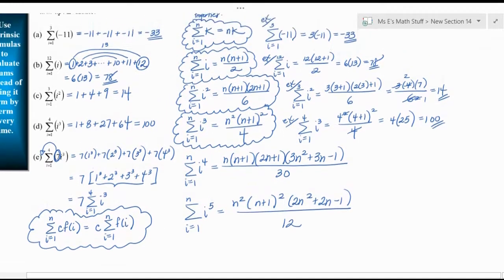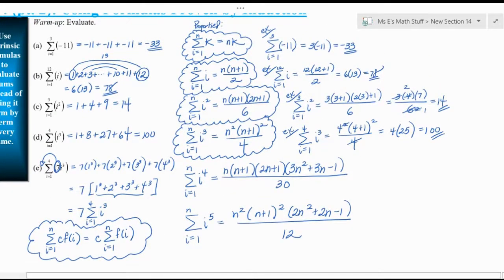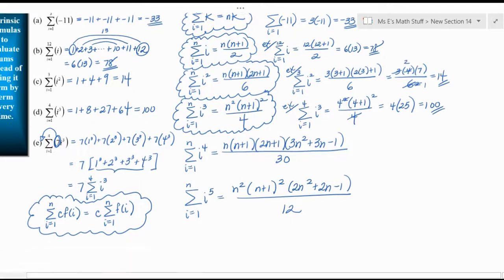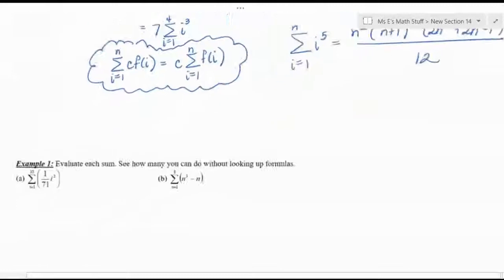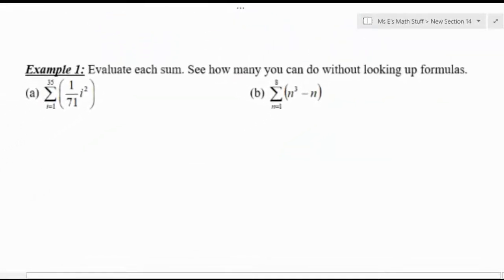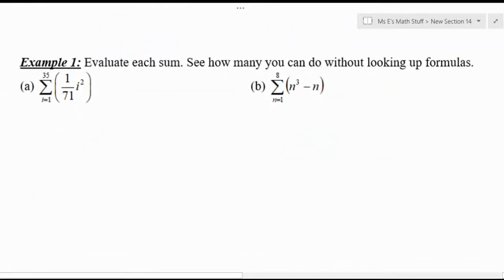Before we do the next example, you should study all the properties that we have in the bubbles here and try to make sure you've got them from memory. And then once you do that, see what you can do here with example 1. It says evaluate each sum, and see how many you can do without having to look up any formulas. Good luck.